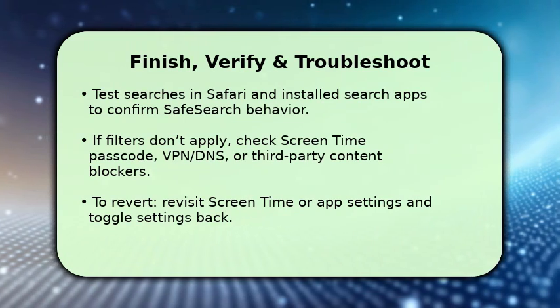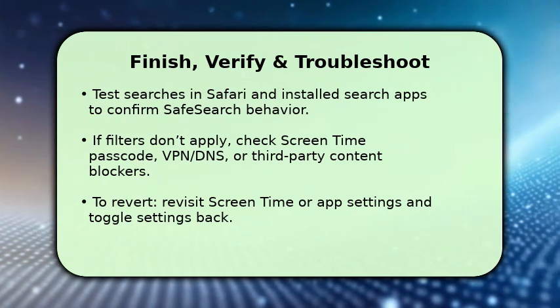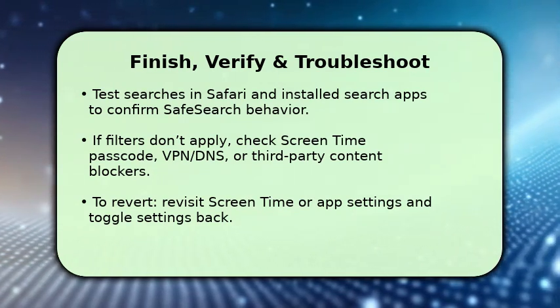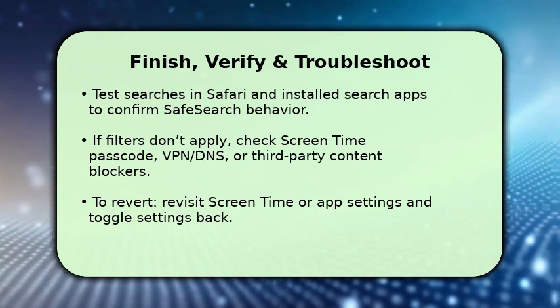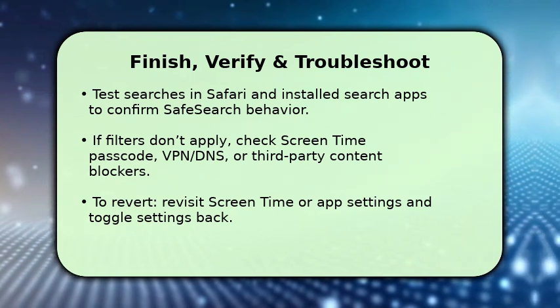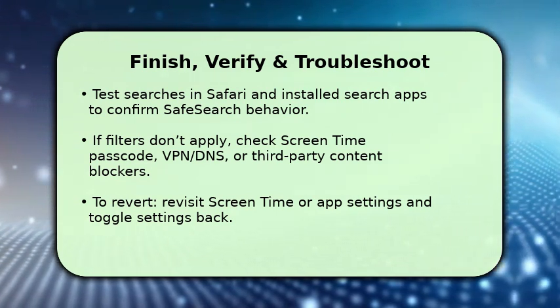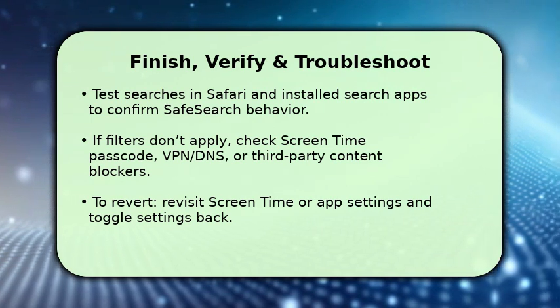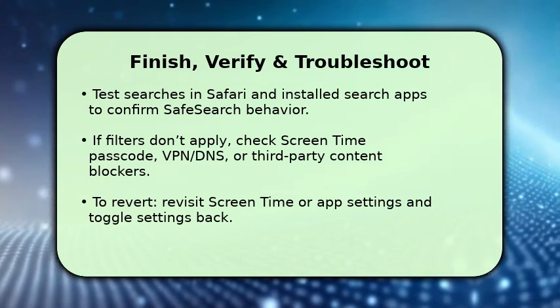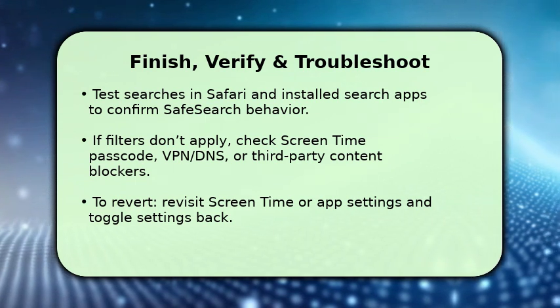Finish by testing. Run a few searches in Safari and your search apps to confirm restricted content is blocked. If you still see explicit results, make sure no VPN, custom DNS, or third-party content blocker is overriding iPhone controls. Disable those temporarily and retest.